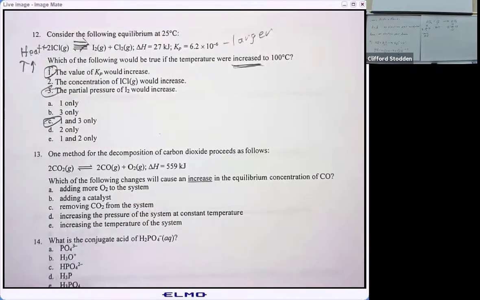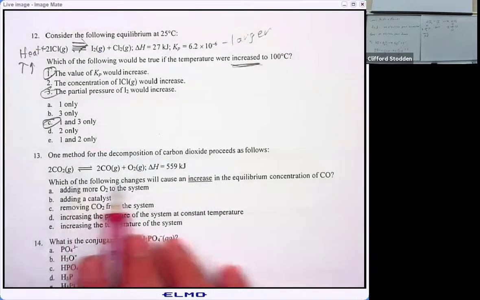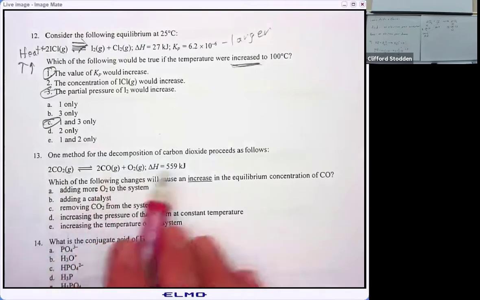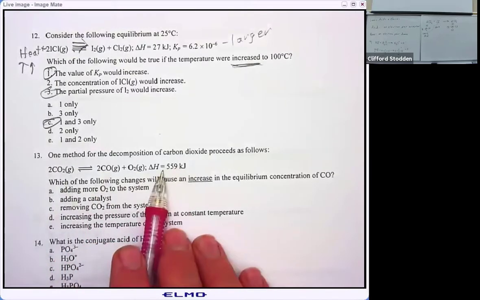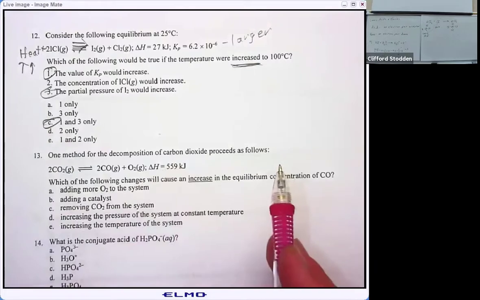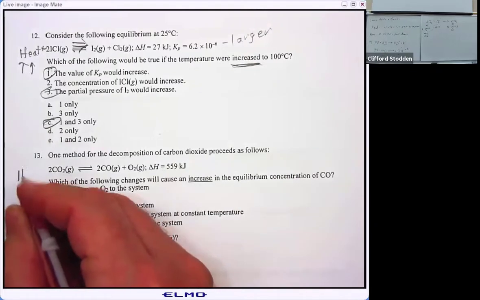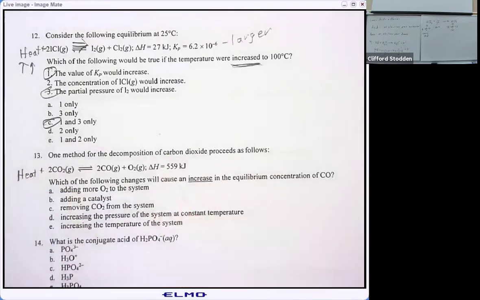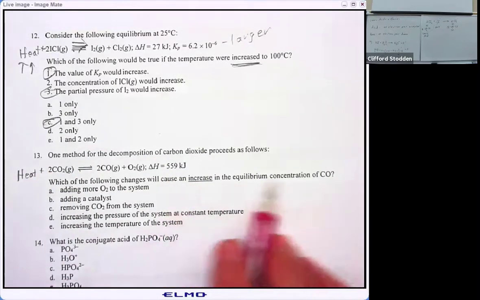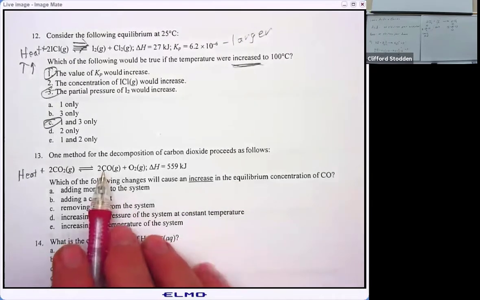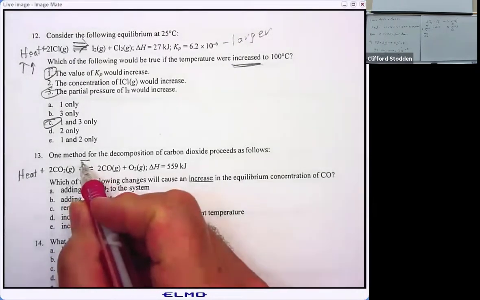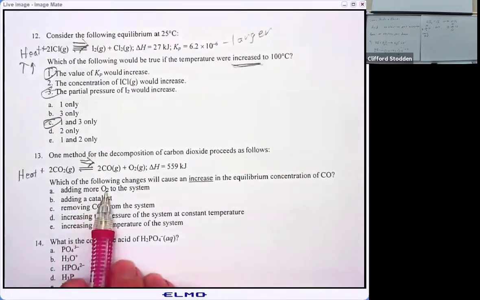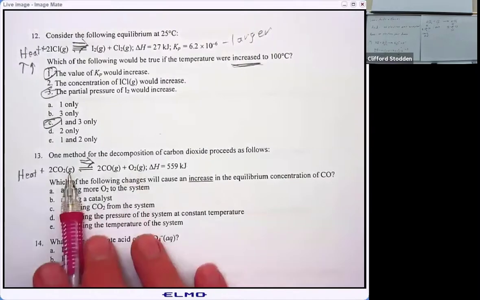Number 13, one method for the decomposition of carbon dioxide is that, this is another Le Chatelier's. You have a gas, a gas, a gas. They give you the delta H, so again, you know it's endothermic. And we could write heat on the left-hand side here, because that's a positive value. Which change will cause an increase of carbon monoxide? So that means you're looking for a shift to the right here to get carbon monoxide. Adding more oxygen, no, that would do the opposite. That would shift it left.